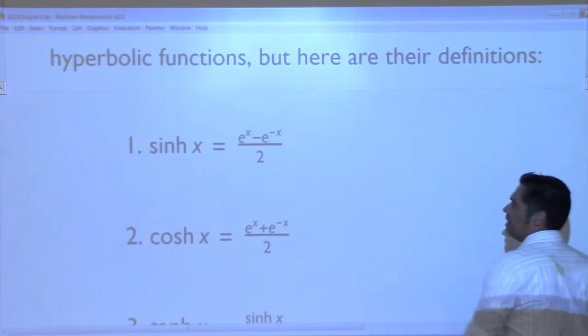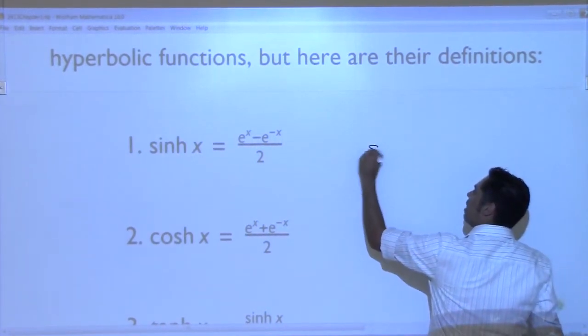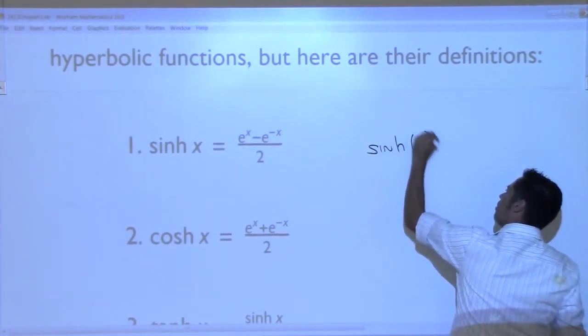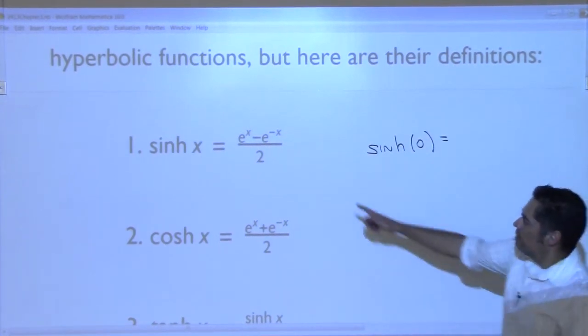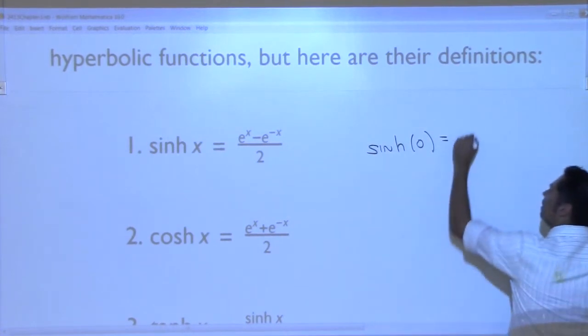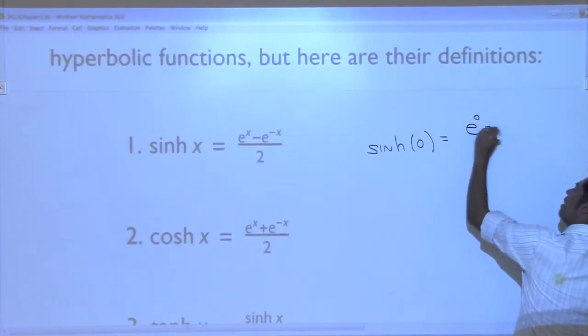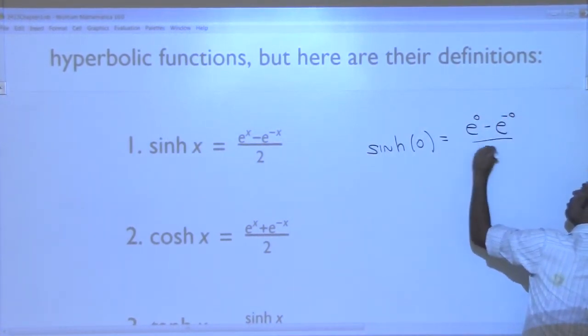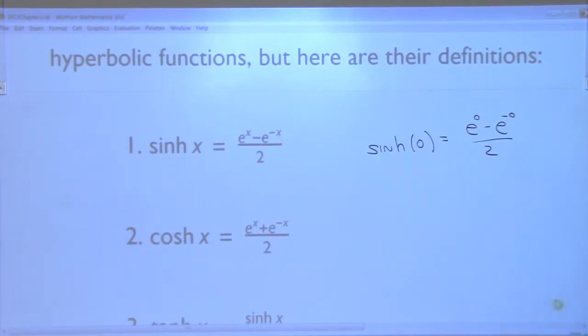So just by looking at that definition, if I ask you right now, what is hyperbolic sine of 0, all you're going to do is replace x with 0 in here. So that'd be e to the 0 minus e to the negative 0, over 2. And what's e to the 0? That's 1, minus e to the 0 is 1. 1 minus 1 is 0, over 2, so you get 0. Sine hyperbolic of 0 is 0.